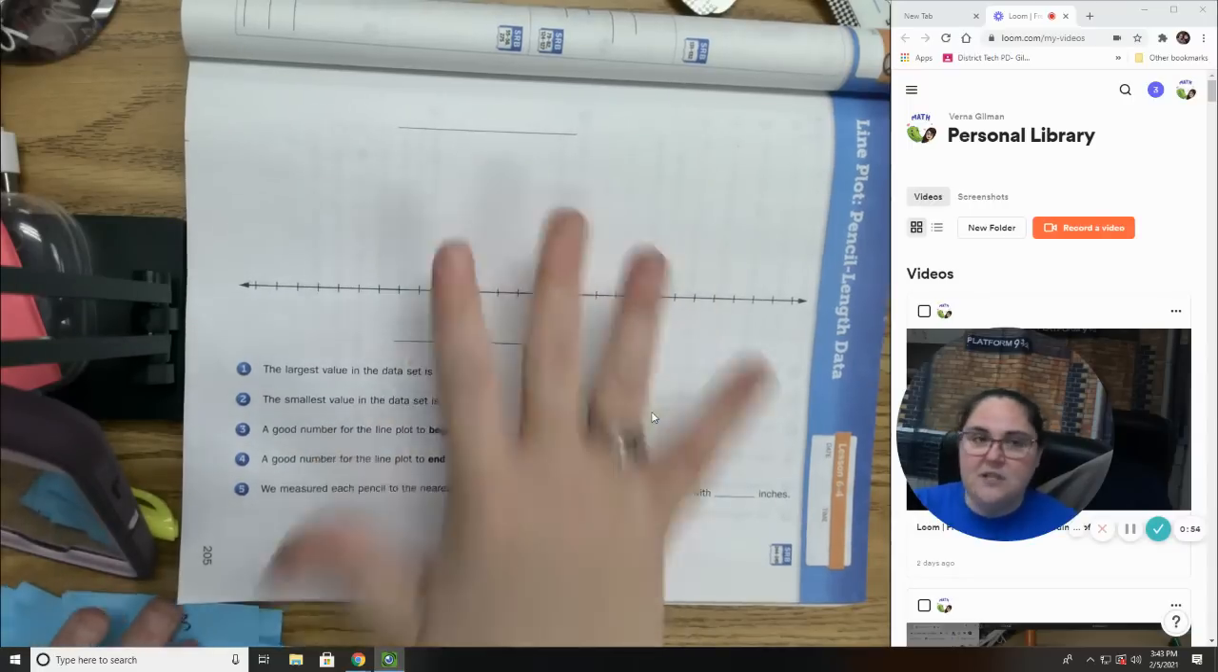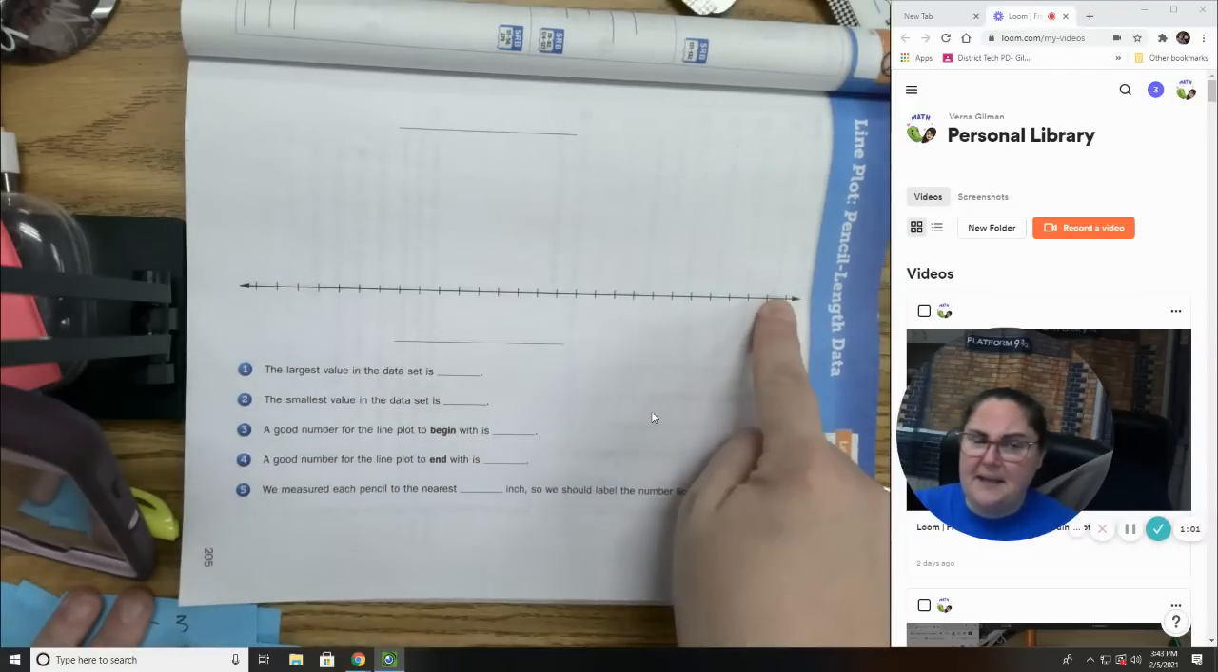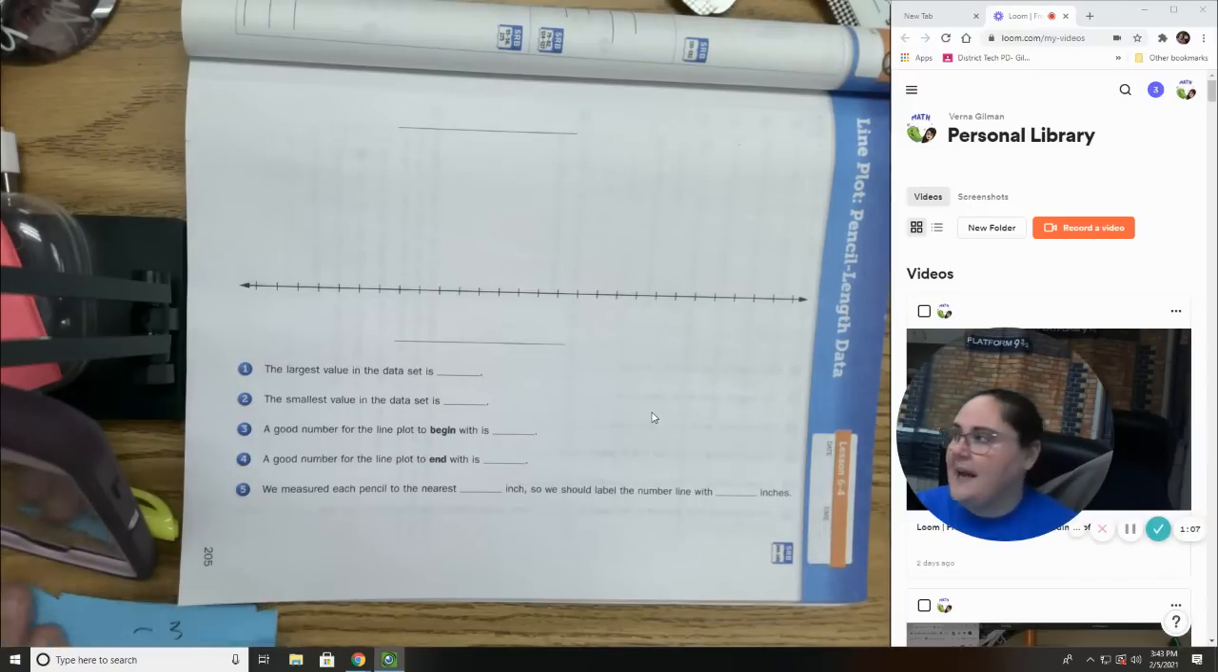So what we are going to do today is a line plot. It's called a line plot because it's a line. It's like a number line, right? So what I did is I asked a couple of the teachers, I pulled a couple kids from each of the classrooms, and I measured their pencil.